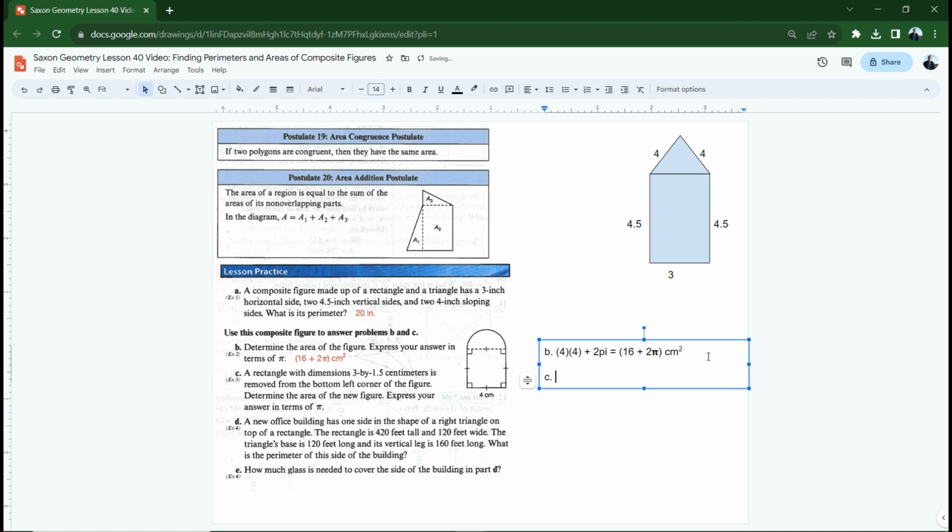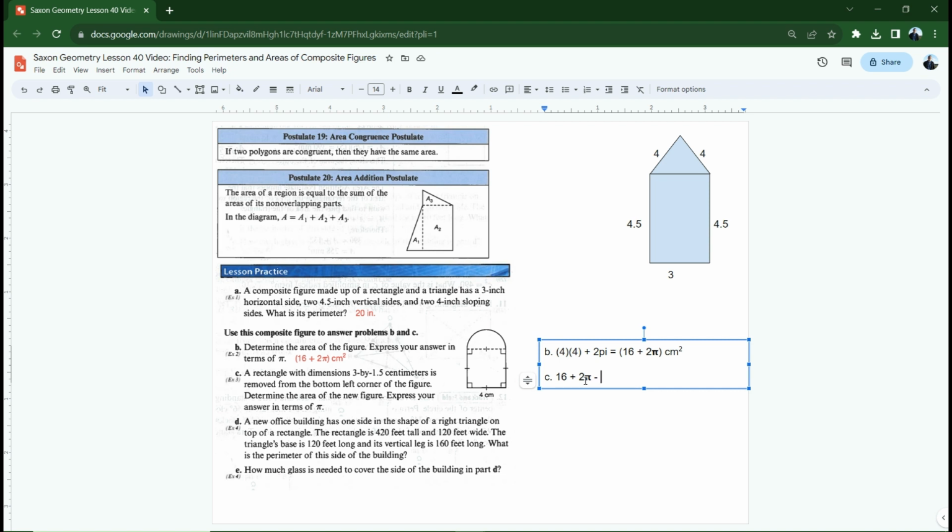A rectangle with dimensions 3 by 1.5 centimeters is removed from the bottom left corner of this figure. So we're removing a rectangle. Determine the area of the new figure. Express your answer in terms of pi. So it's going to be 16 plus 2 pi still, okay? But then I'm subtracting, I'm removing part of my figure. And that's okay to do according to our theorem. Because remember, subtraction is really just addition of an opposite. So it fits the area addition postulate.